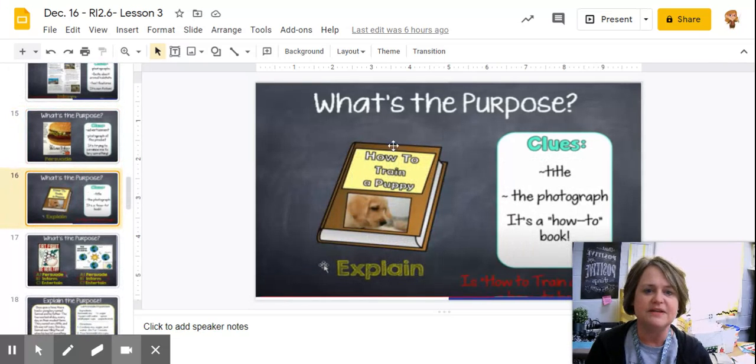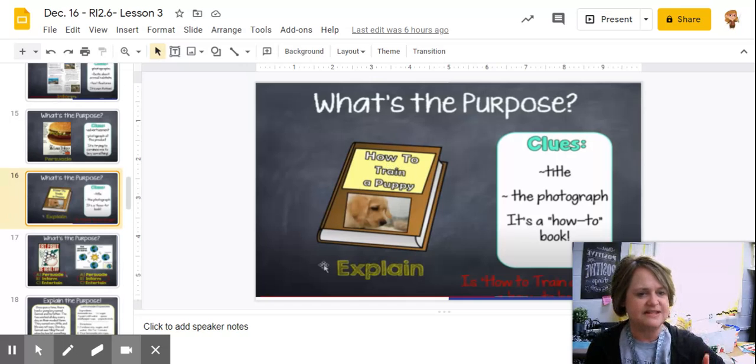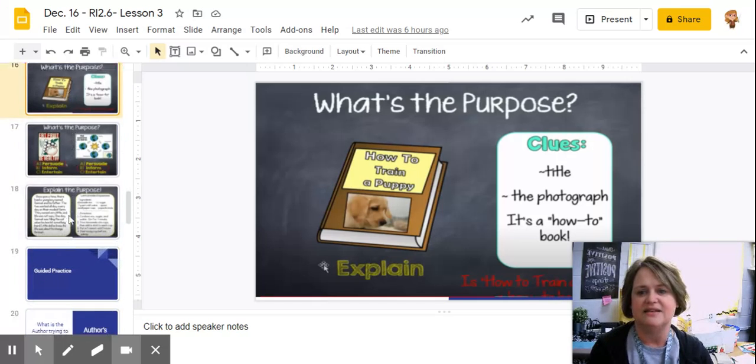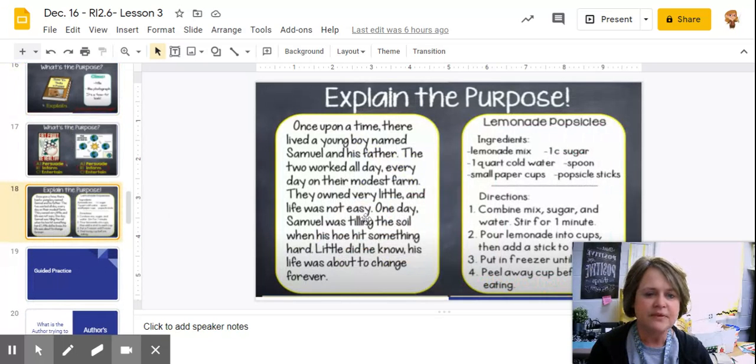What is the purpose of How to Train a Puppy? This is a step-by-step how to do it. So if it's a how-to, it's explaining how to do something. We would say explanation or explain. The clues are, there's a title, a photograph, and it is a how-to book. How to train my puppy, how to do something. That is explain.